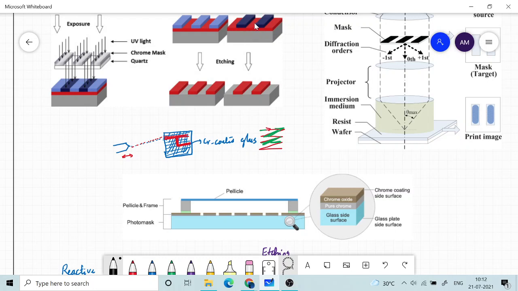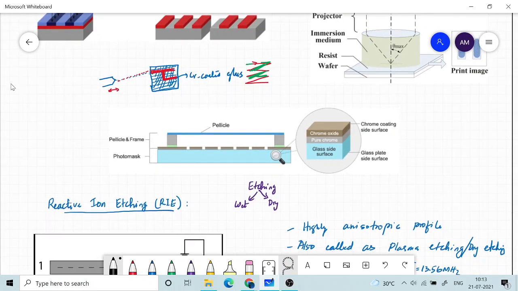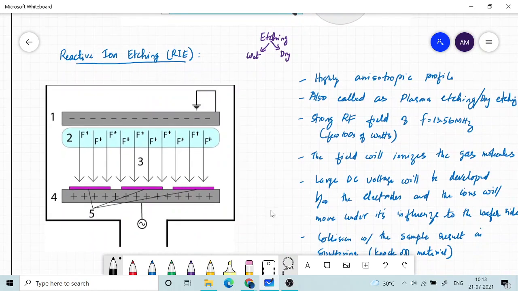Basically, it will make this material get out from its place. So this is anisotropic, meaning it is directional. The etching will happen only vertically, it will not happen laterally, because the ions or the plasma are going to fall only in the vertical direction. So this is a very important step called reactive ion etching.